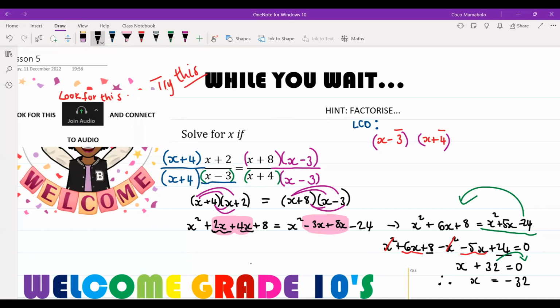As soon as the denominator is the same, we can drop it. This is only for this section, only for equations, equations with an equal sign.